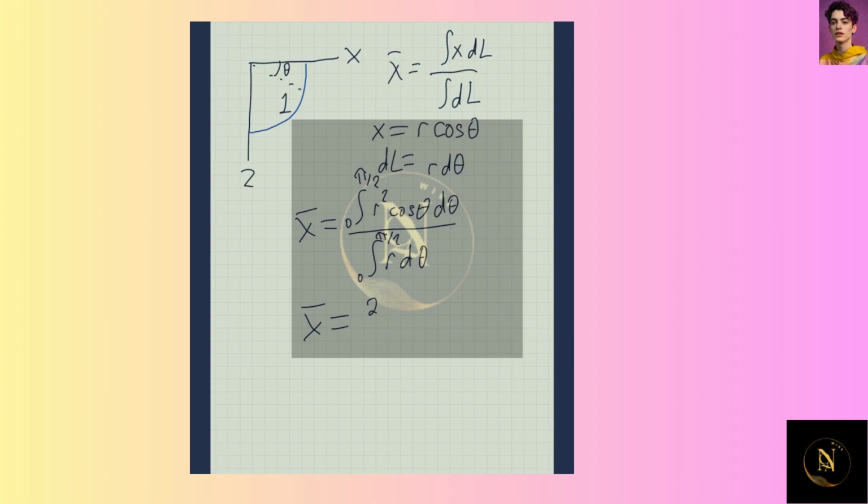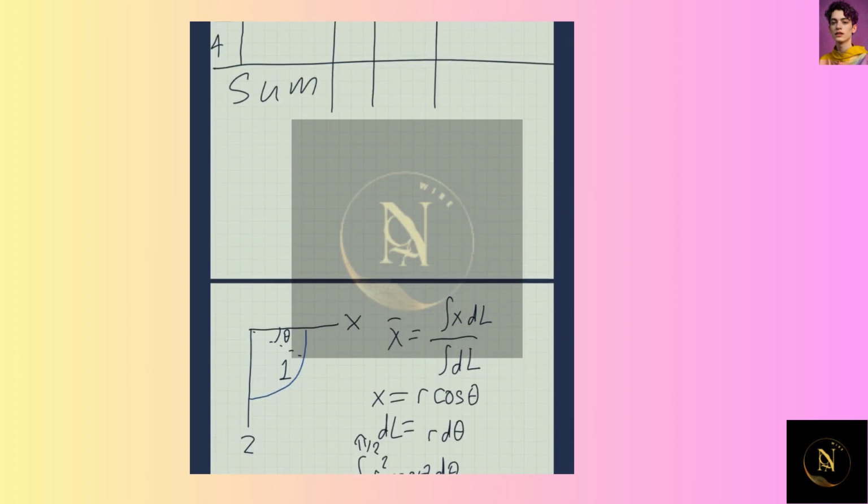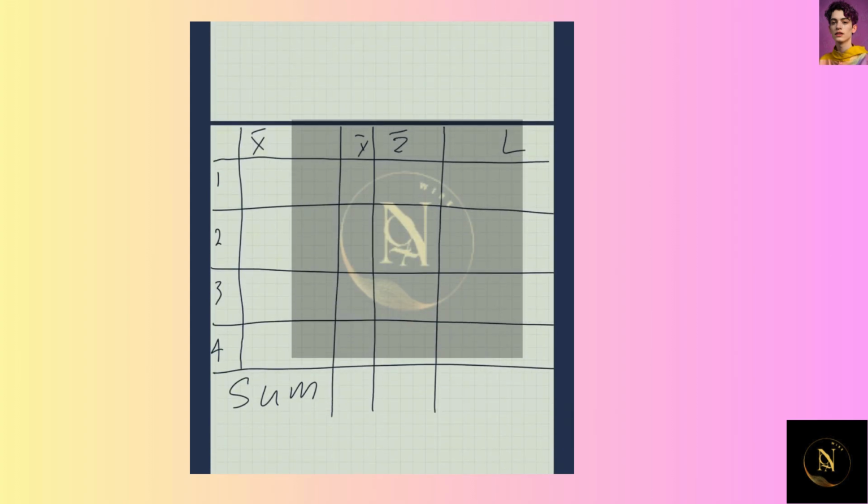And solving this integral, we get 2 times the radius over pi. So now we can plug that back into our table for the centroid in the x direction. And plugging in the radius, we get that the value is 1.528 meters for the centroid of the curved piece, piece 1.